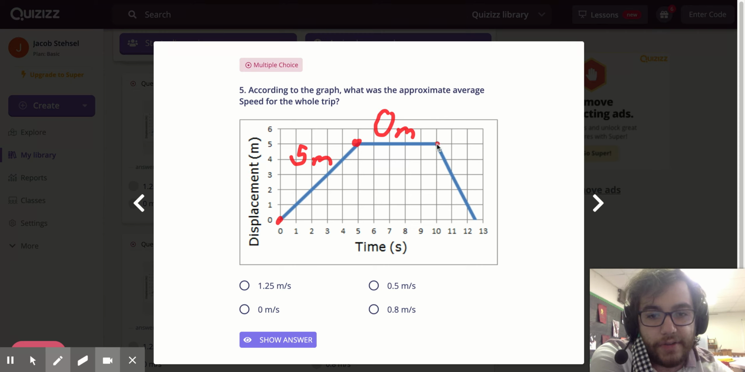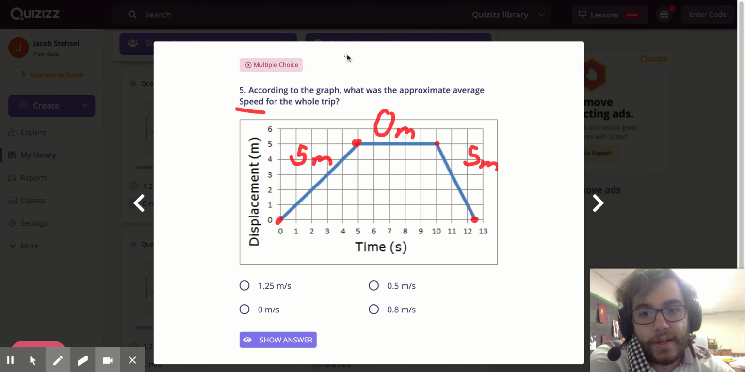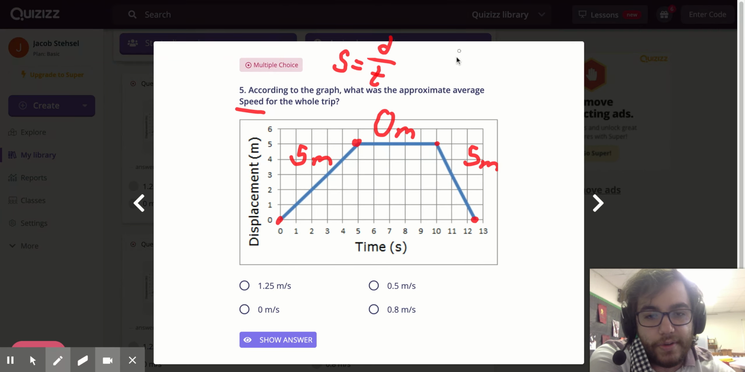And then back here from this period of time to this period of time, we move another 5 meters. We know we move another 5 meters because we started at 5, ended at 0. Because we're looking for speed, we don't need to worry about what direction we're going in, because speed is looking for the total distance divided by the total time. We know the total time starts at 0, ends at 12.5.